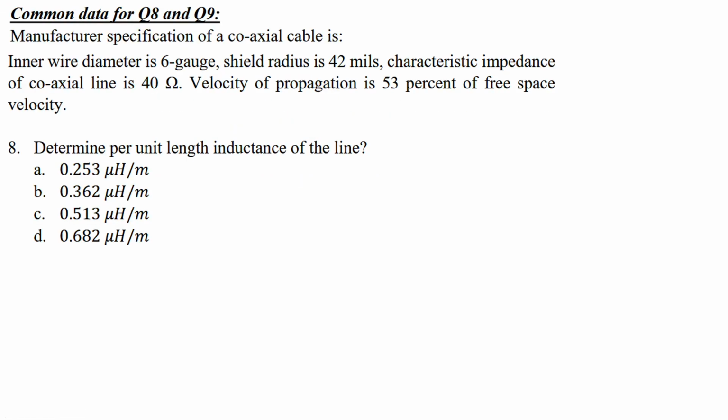The manufacturer specification of the coaxial cable is: the inner wire diameter is 6 gauge, the shield radius is 42 mils, and the characteristic impedance of the coaxial line is 40 ohms. So Z0 is given as 40 ohms, and the velocity of propagation, the speed at which the wave travels through this wire, is 53% of free space velocity. Free space velocity is the speed of light, c. In question number 8, we have to determine the per unit length inductance of the line.